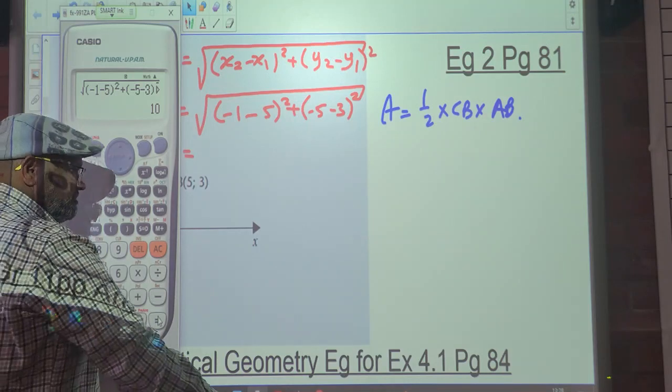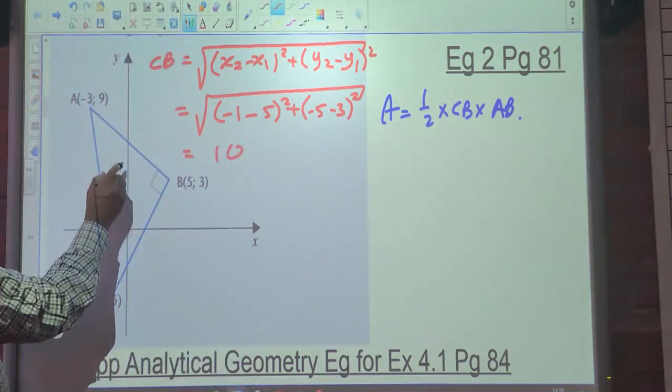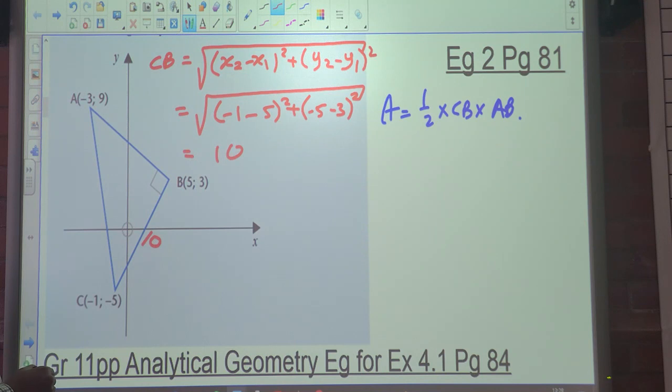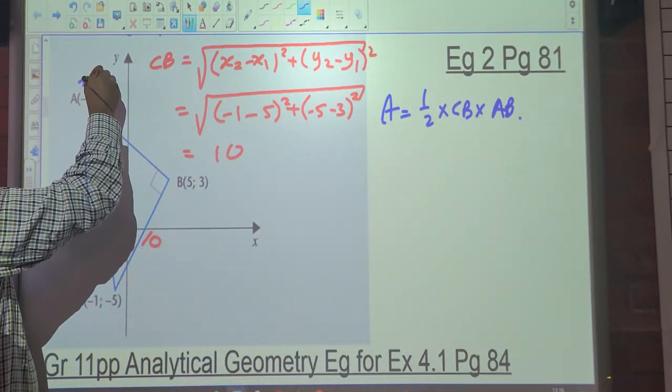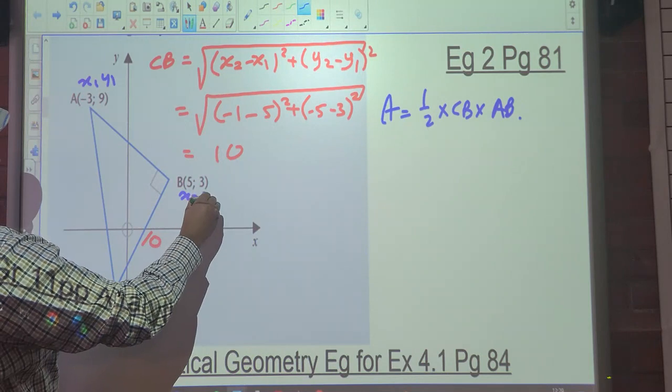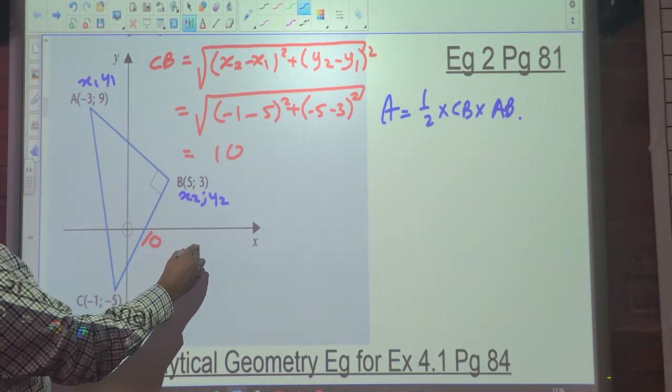The answer is 10 then. That's 10. Can I assume that AB is also 10? No. Okay, so let's go here: x1, y1, x2, y2. So now we're going to work out AB.